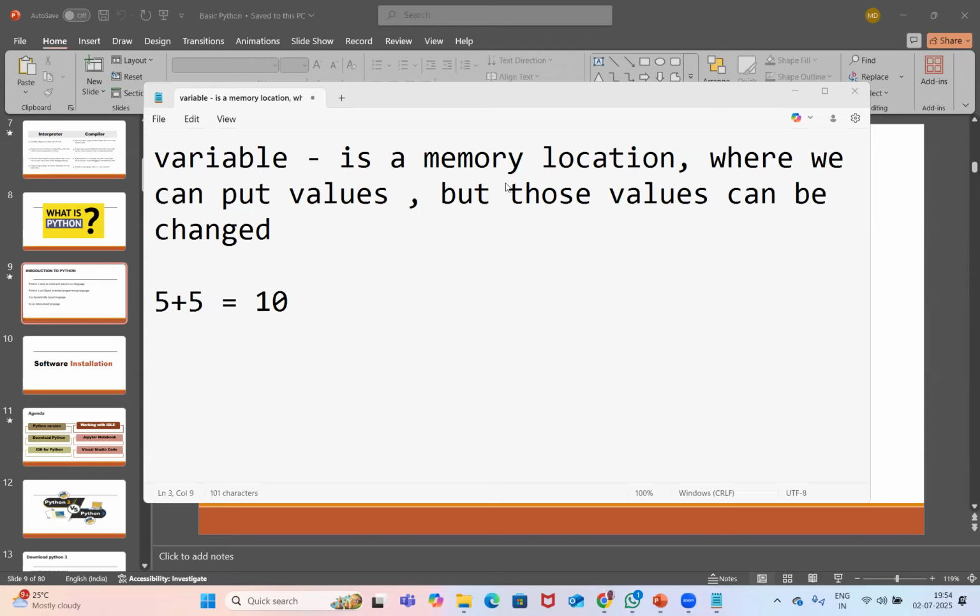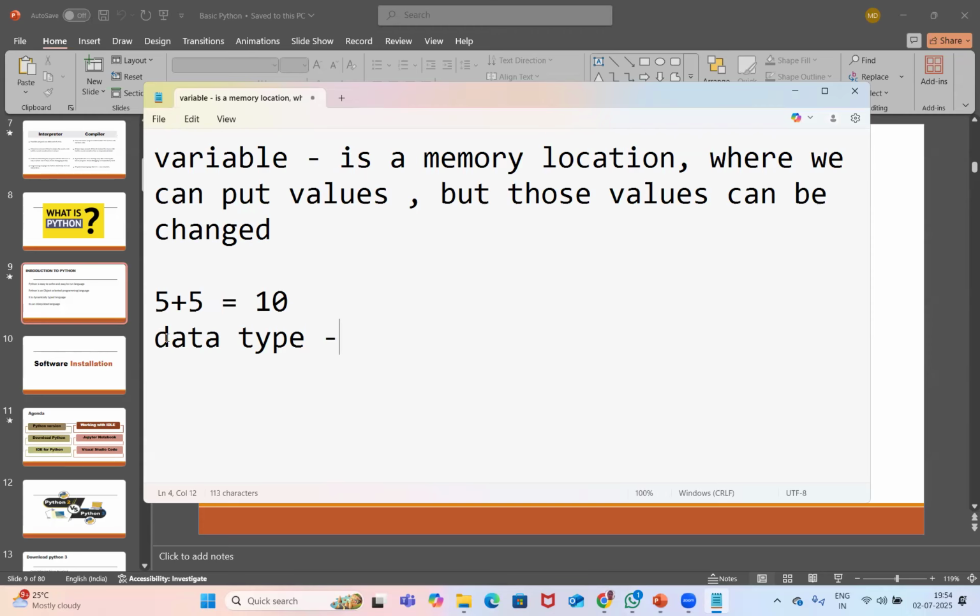Hope it is clear to everyone? Yes, ma'am. Now, with the same concept, I have to go for one more concept, which is called data type. This is also one programming language concept.